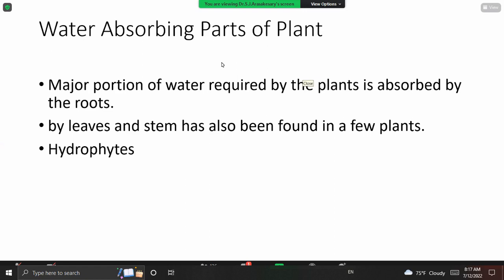Then the major portion of water required by the plants is absorbed by the roots. This is roots. Major portion. But there are instances where it can take it through the leaves and stem. Especially the hydrophytes, meaning plants living in the water, have to take water through the leaves because it is floating.